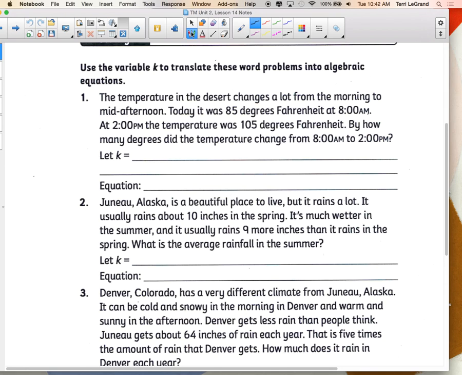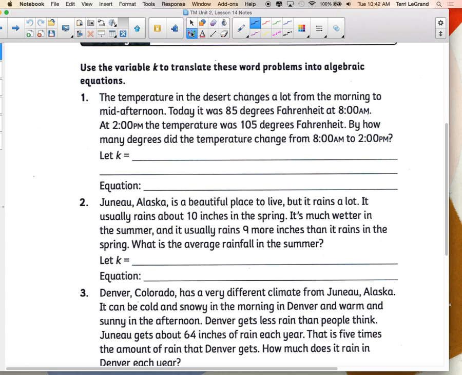So the first way we make sense of them is by describing what the unknown is and assigning it a variable. The variable that they use today in all of our practice here is the variable k. So we're going to use k in our equation for the unknown. But before we can write our equation, we have to describe that unknown. What is k going to be representing? So let's look at this first one.